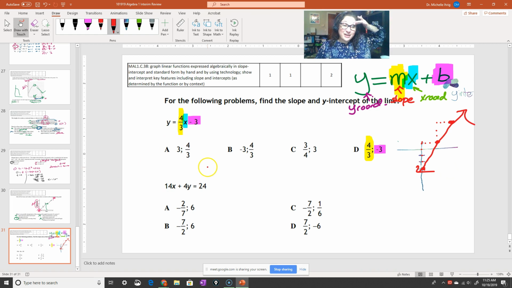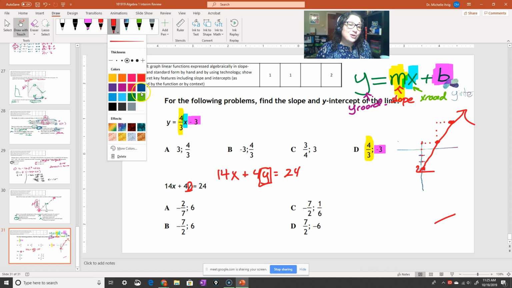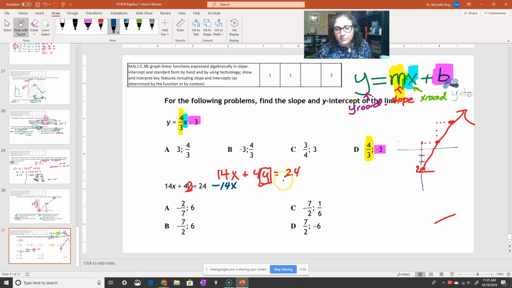All right, this one's a little bit trickier, and it's trickier because it doesn't say y equals. You always got to make sure it's in y equals form. So this is where literal equations come in. I'm trying to get my y by itself. I want more space, so I'm going to write big up here: 14x plus 4y equals 24. The first thing I'm going to do is get rid of that 14x, so I'm going to subtract 14x from both sides. Now I'm left with 4y equals 24 minus 14x.